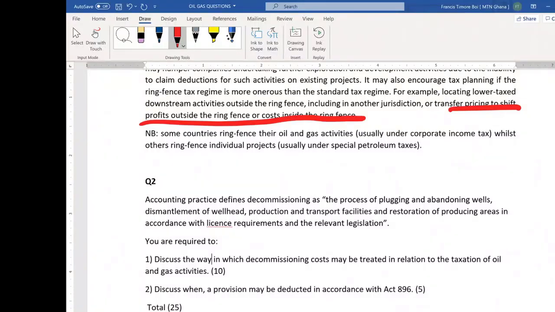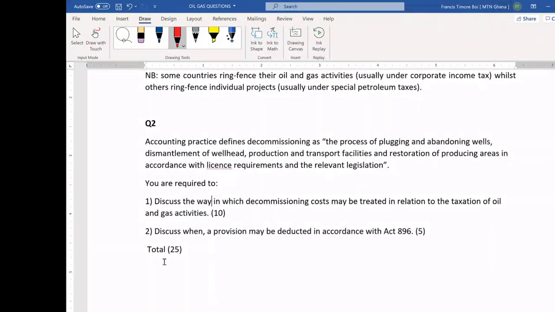Okay, so I'm going to give it to you as homework. This one is on decommissioning. You need to read about decommissioning, I think section 69, and solve it for me. Agreed.